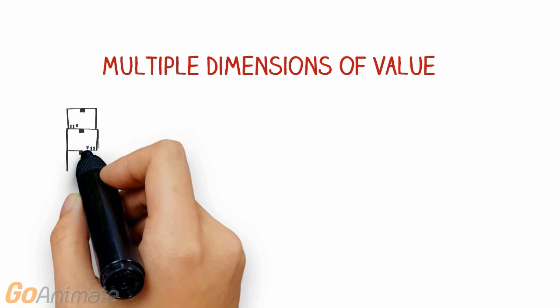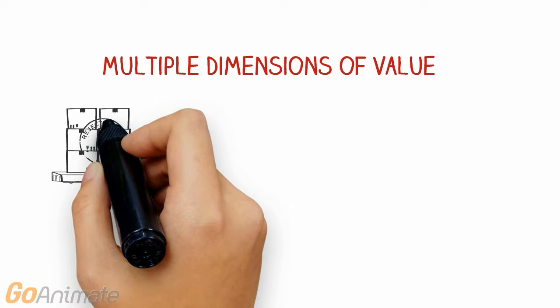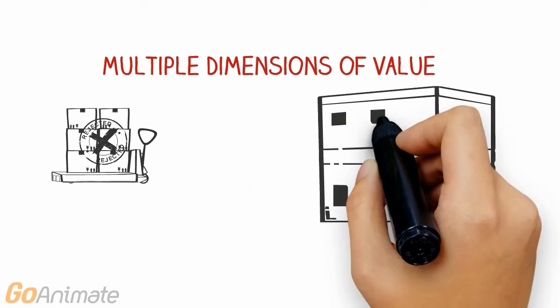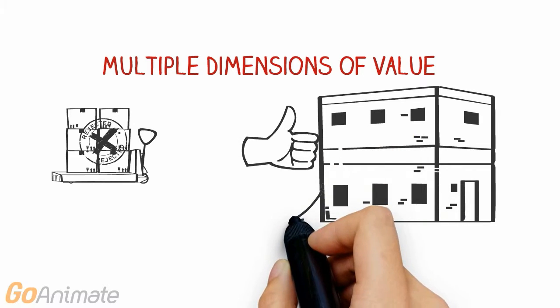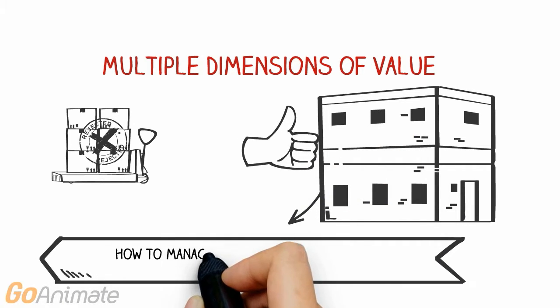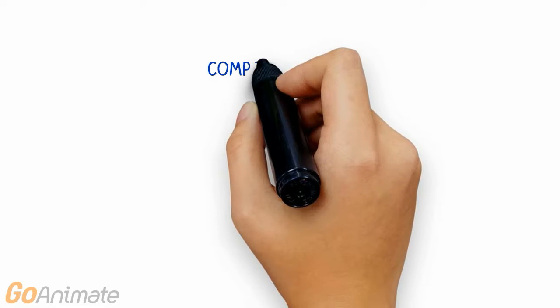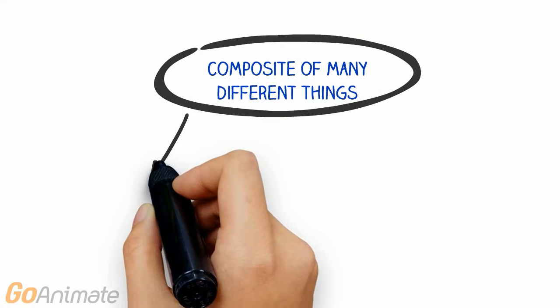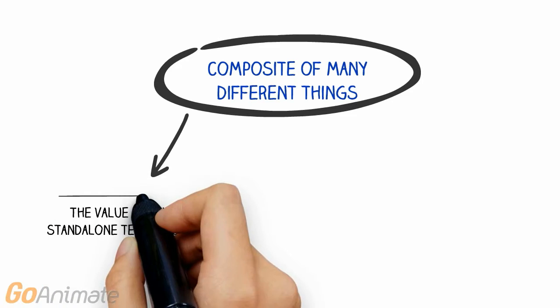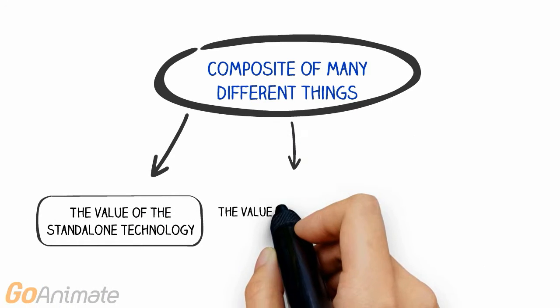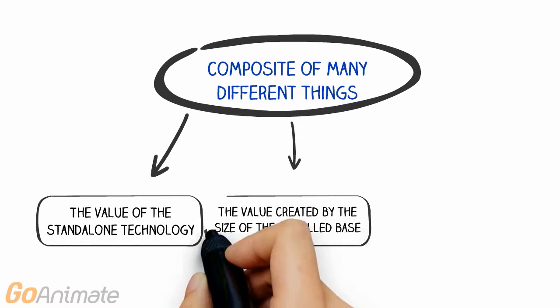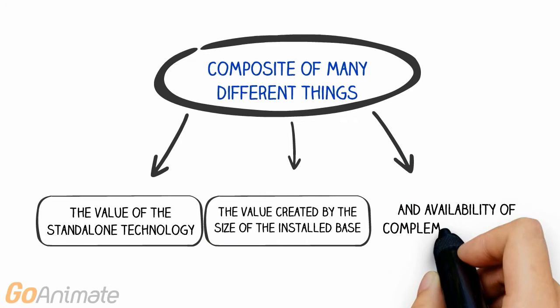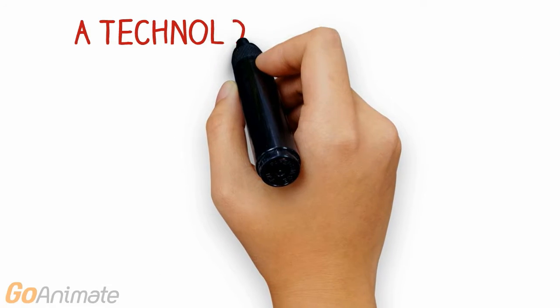Multiple dimensions of value. Technologically superior products do not always win standards battles. The firms that win are usually the ones that know how to manage the multiple dimensions of value. The value a new technology offers a customer is a composite of many different things: the value of the standalone technology, the value created by the size of the installed base, and the availability of complementary goods. A technology's standalone value.